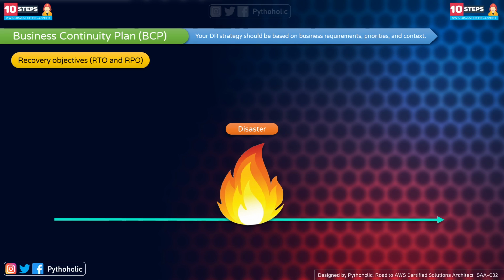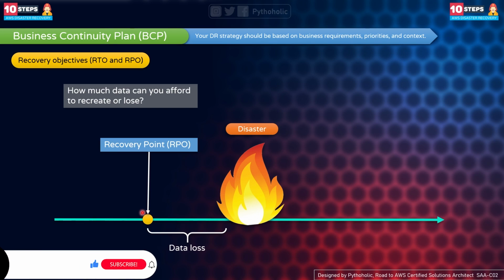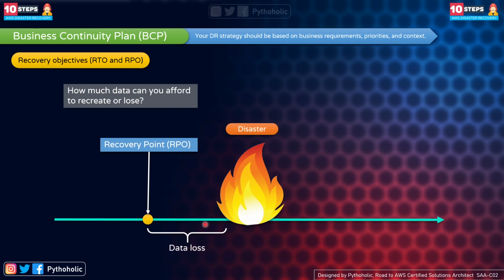Listen to this very carefully. Recovery point objective, or RPO, is the maximum acceptable amount of time since the last data recovery point. So this is your recovery point. What it means is that between the disaster and the recovery point using which you can recover your data, this period that you see here is the amount of data that you can afford to lose. That is why that period here is mentioned as data loss.